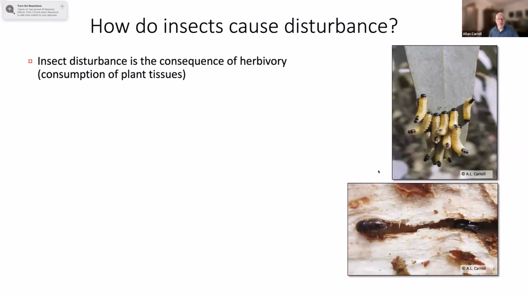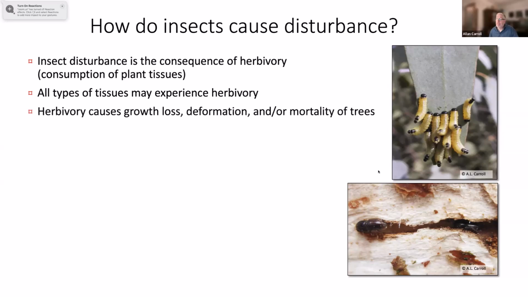And here we've got the European spruce beetle inside a Norway spruce log, feeding away on the phloem. So all types of tissues in any given plant, or in our case, trees that we're talking about, may experience some kind of herbivory. So this is true of roots, it's true of stems, of branches, of leaves, of needles, etc. All of those things can experience some form of herbivory.